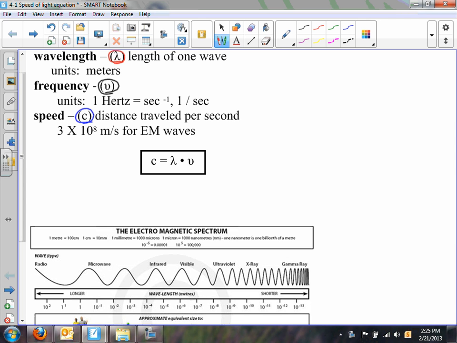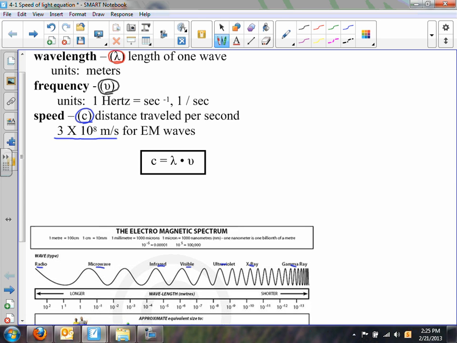If we're dealing with electromagnetic waves, that speed is a constant. All electromagnetic waves, everything in the electromagnetic spectrum, will travel at 3 times 10 to the 8th meters per second. So anything, radio waves, microwaves, infrared, visible, UV, X-rays, gamma, they all travel the same speed. Now they have different wavelengths, and the speed is related to the wavelength and the frequency.